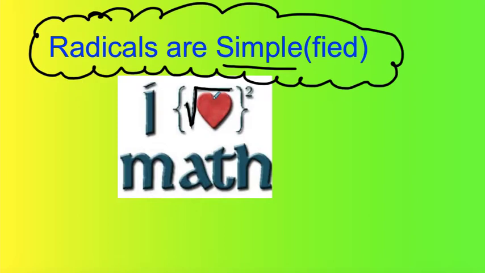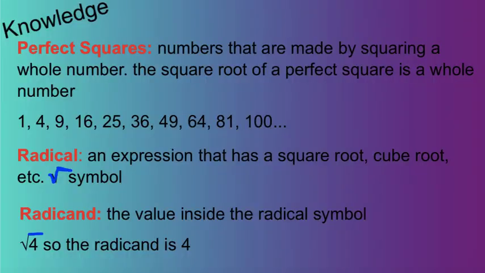And the value under it is called the radicand. In this case, our radicand is a heart. And it's the inverse operation of a square, okay, of a perfect square. All right, so perfect squares are numbers that are made by squaring a whole number. The square root of a perfect square is a whole number. So when I take the square root of a perfect square, it is a whole number, also called a rational number. So 1, 4, 9, 16, 25, 36, 49, 64, 81, 100. These are all perfect squares.